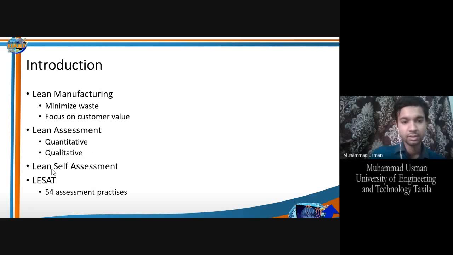Lean self-assessment is basically the qualitative method in which the industry self-assesses the lean manufacturing in its organization. One of the most used lean self-assessment methods is LESAT, Lean Enterprise Self-Assessment. It has 54 assessment practices, and my model is based on the LESAT, which is the Modified Lean Assessment Model.